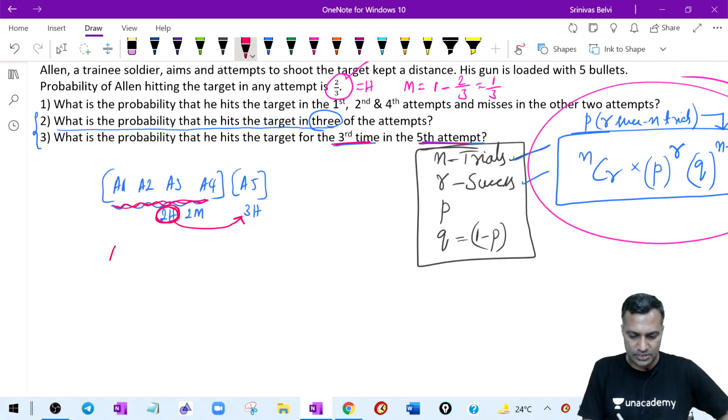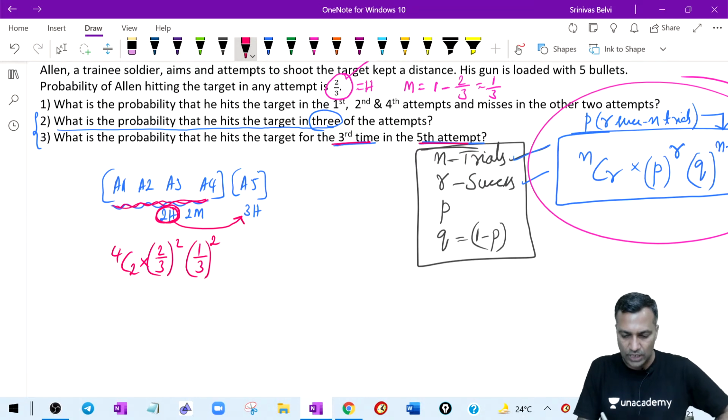Write it therefore, 2 sample sizes. The first portion, you will say that 4C2, I want 2 hits. What is the probability of a hit? 2 by 3. How many times? 2 times. How many times should he miss? The remaining 2 times. What's the probability? 1 by 3, he misses the remaining 2 times.